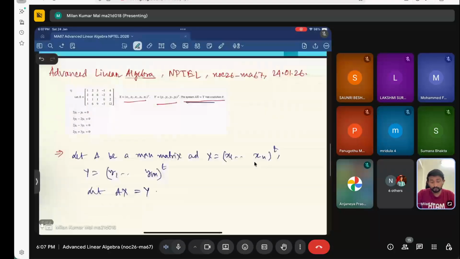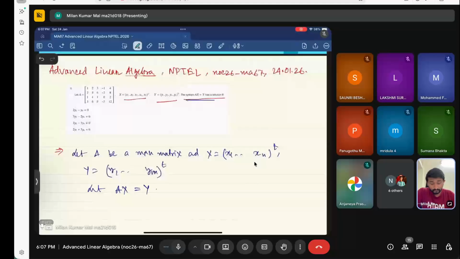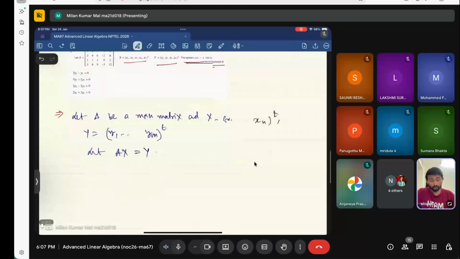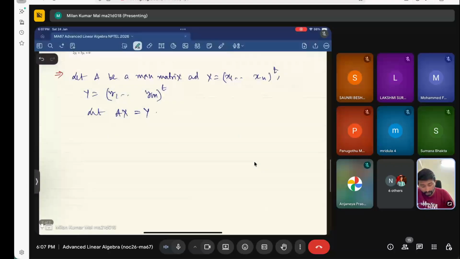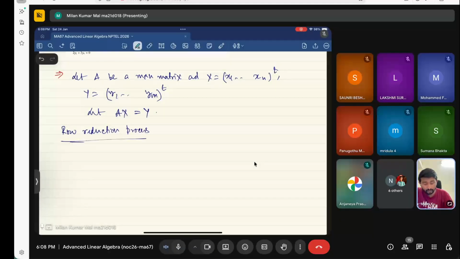Here, if you know, there is something called the row reduction process. What is the row reduction process? Let me write that. This is the elementary row reduction process. Instead of row reduction process, one can write elementary row operations basically. What are the elementary row operations?